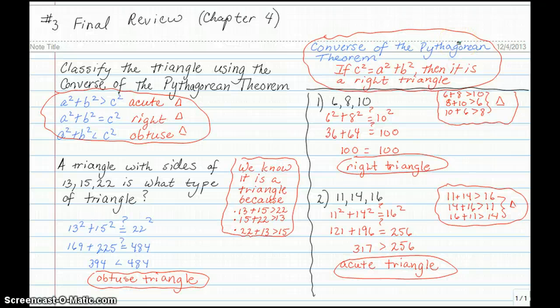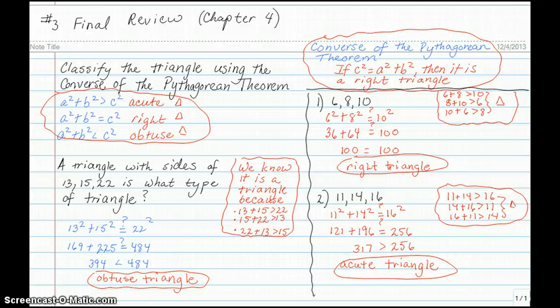On number 2, you take the two shorter sides, 11 and 14, and square them and see how they compare to the longest side squared. So 11 squared plus 14 squared compared to 16 squared. 11 squared is 121. 14 squared is 196. How does it compare to 256? 121 and 196 is 317, which is greater than 256. When the two shorter sides squared are greater than the longest side squared, it is an acute triangle.